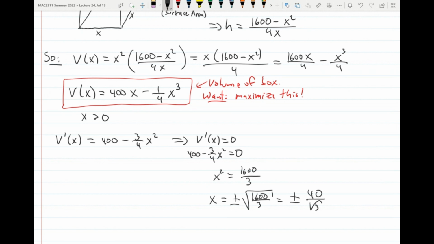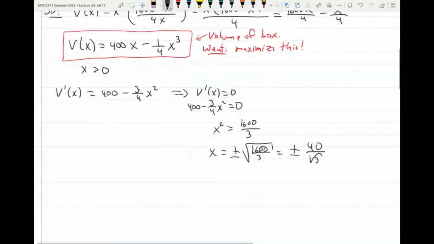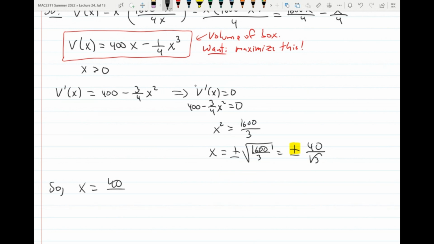Now remember, x here represents the dimensions of the square base. So x is a positive number. So the negative version here makes no sense for us. So here we're going to pick the positive answer. So x equals 40 over the square root of 3, since x must be positive. Do you understand this so far?